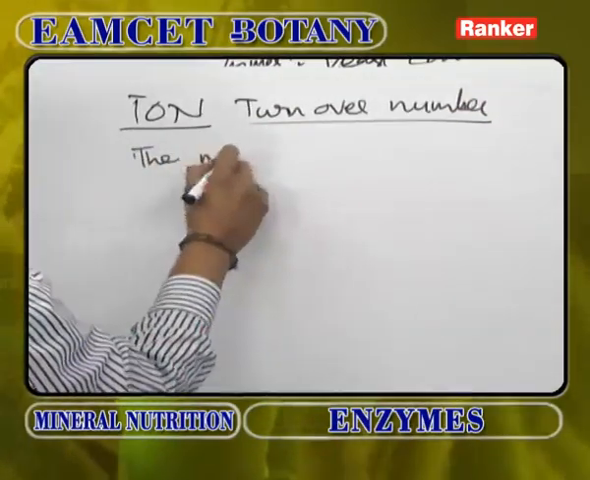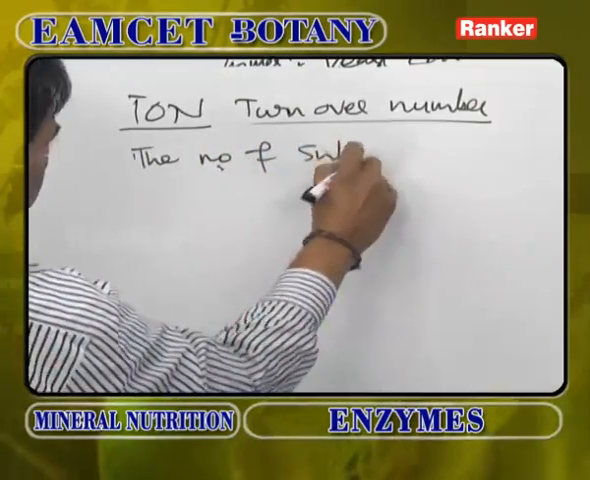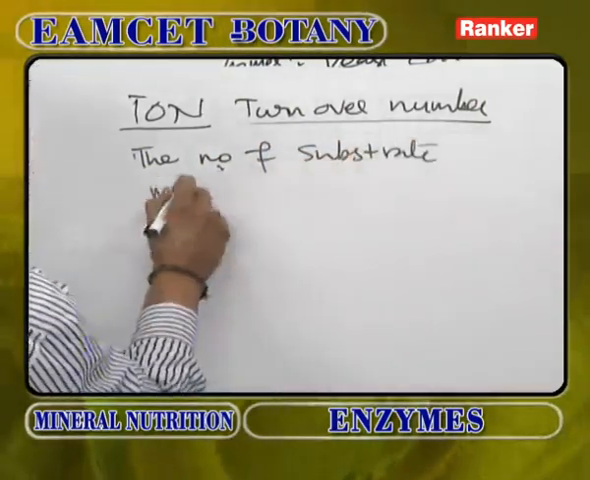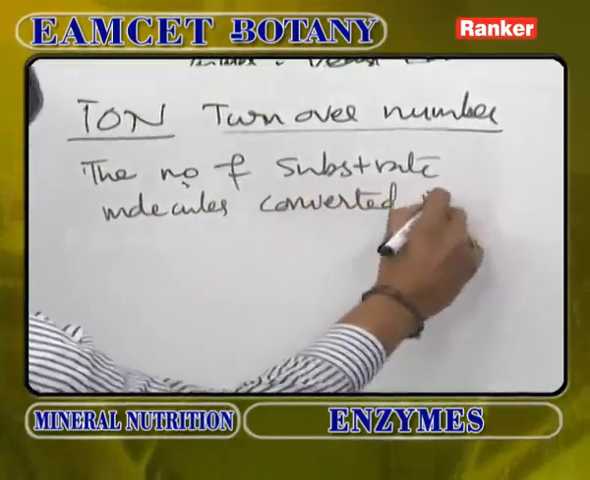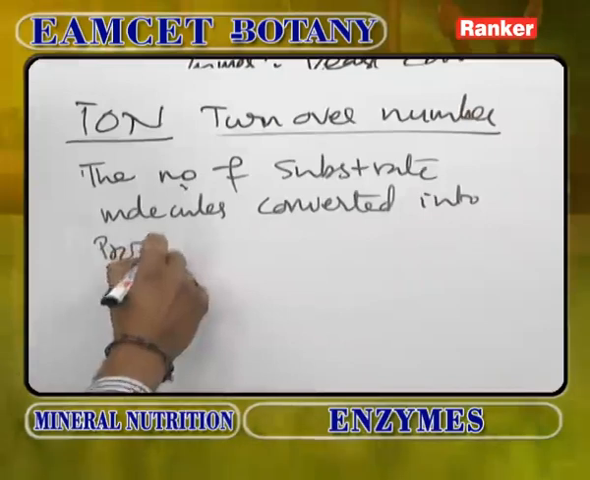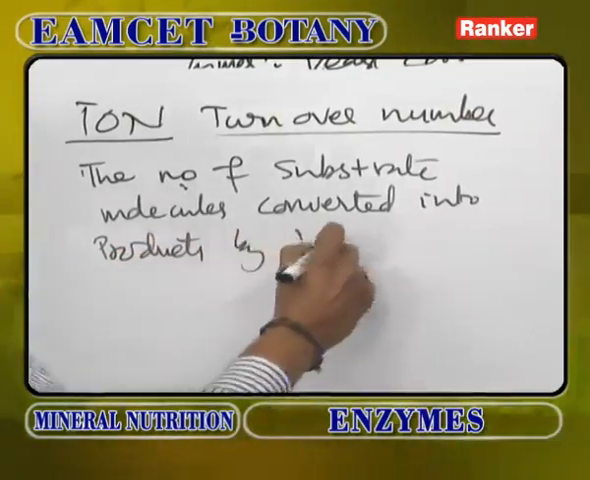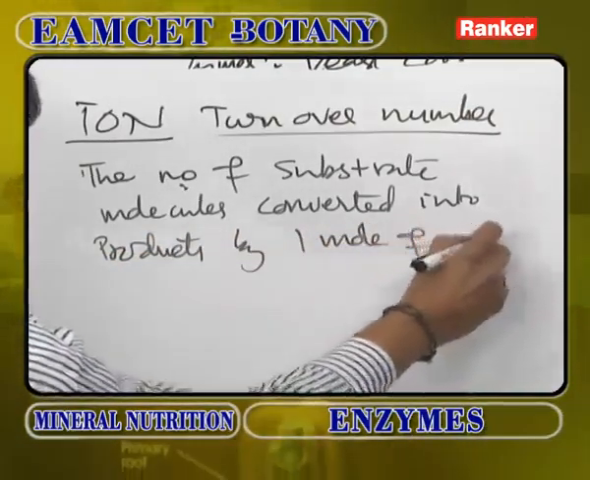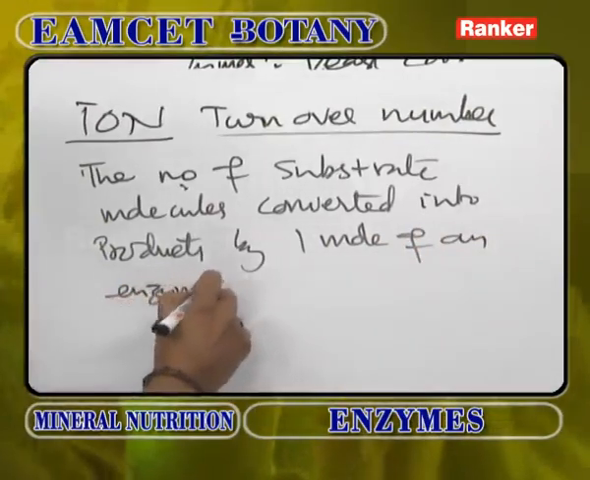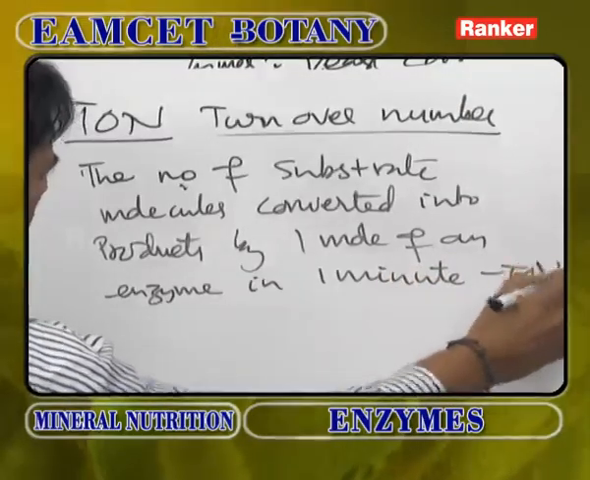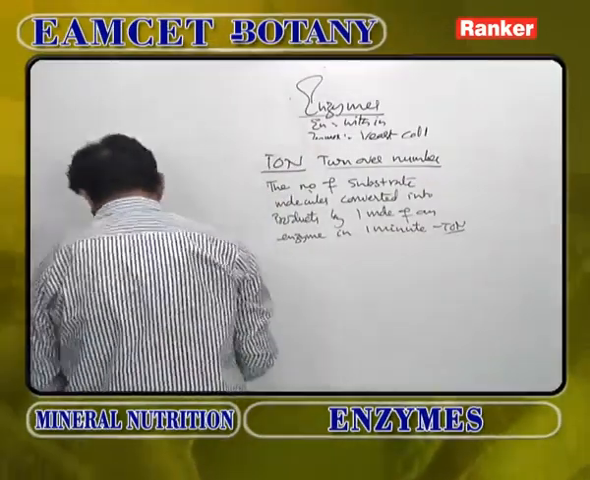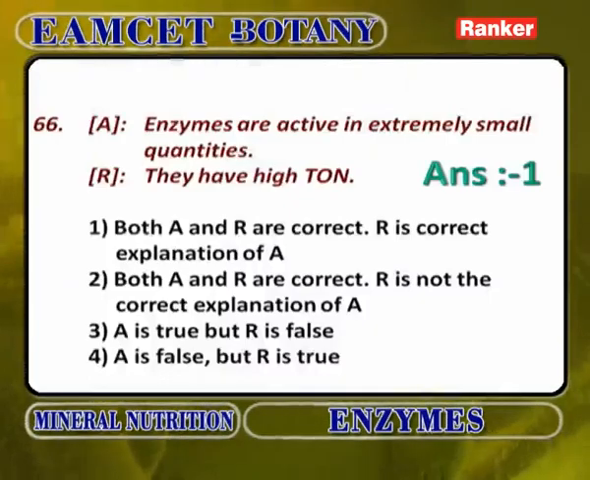The number of substrate molecules converted into products by 1 mole of an enzyme in 1 minute is called turnover number.